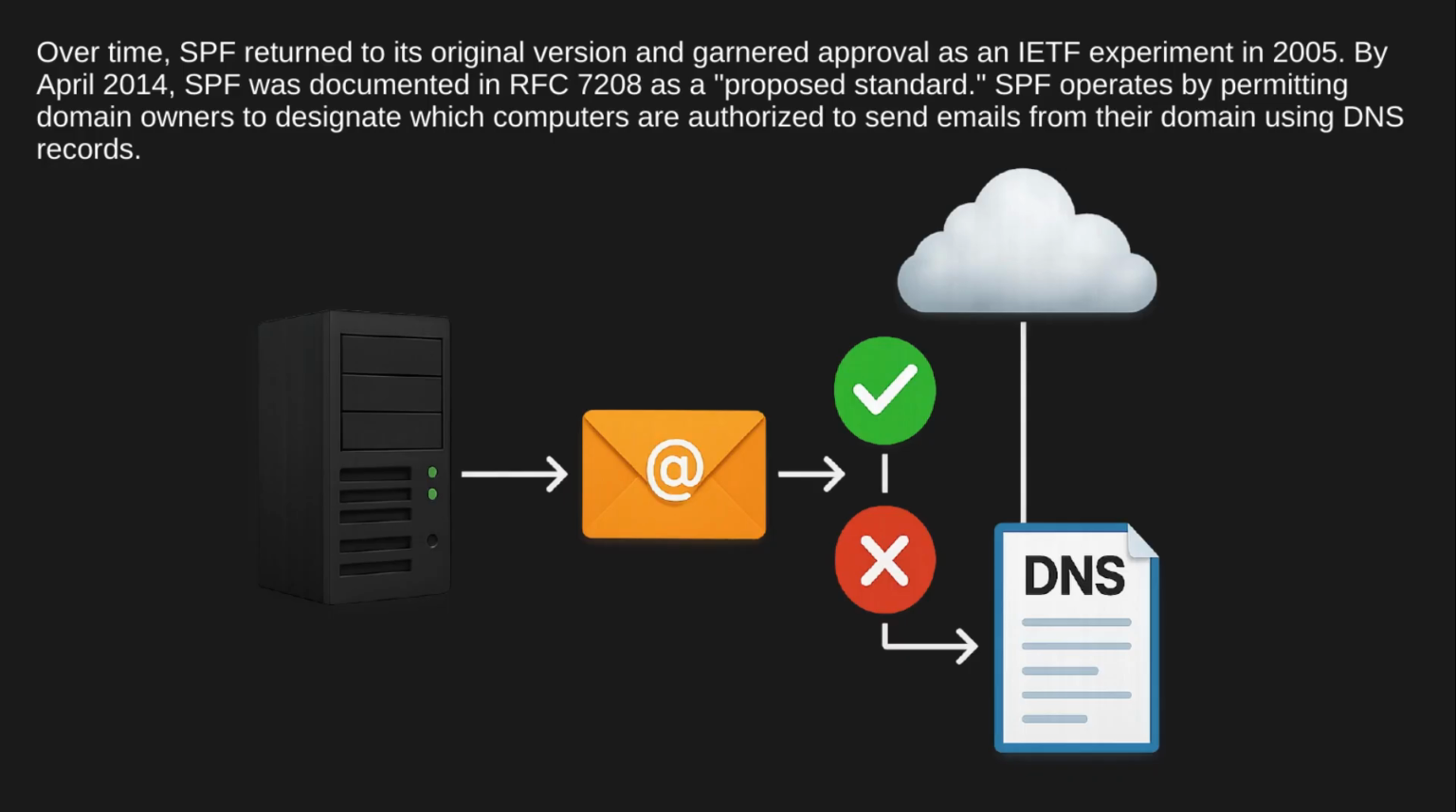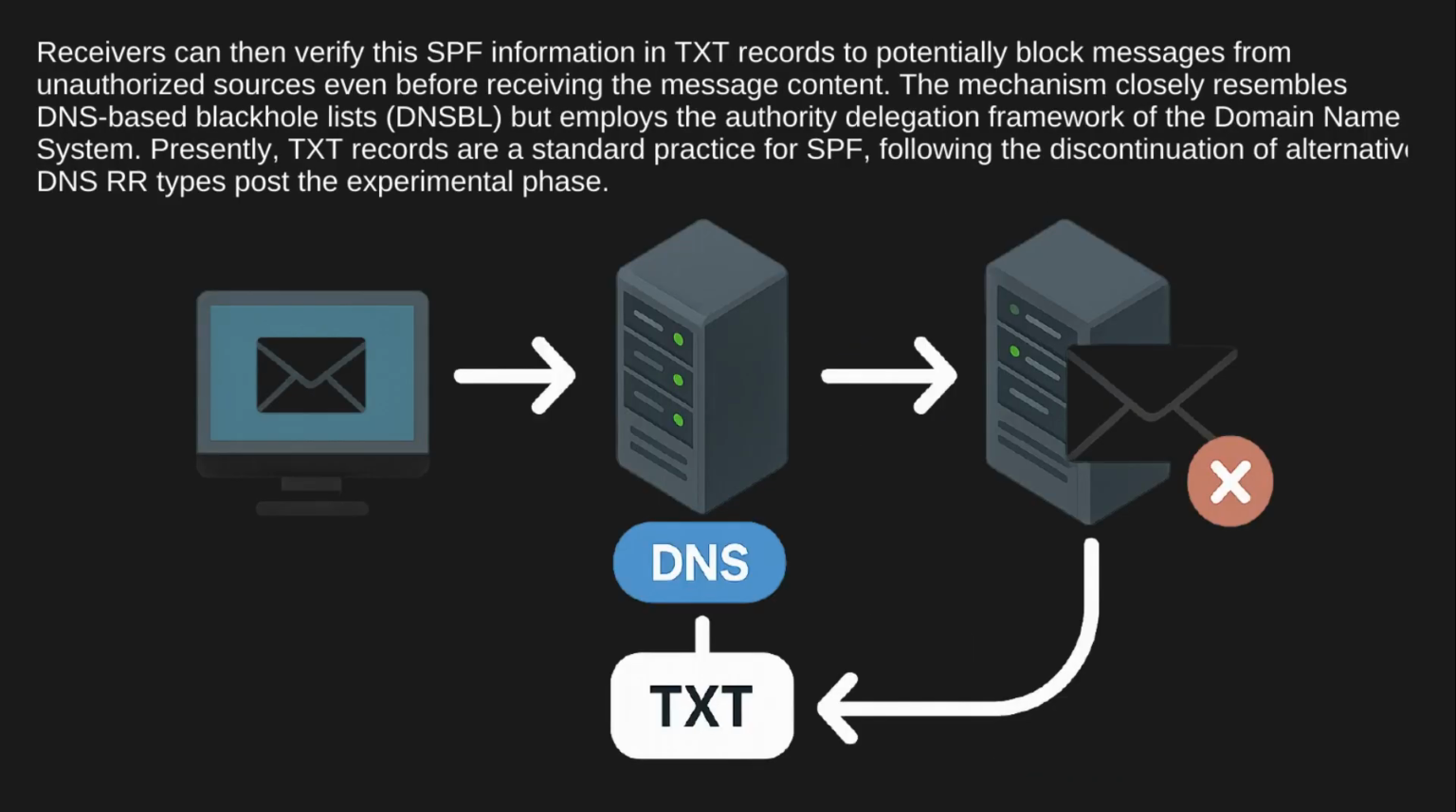SPF operates by permitting domain owners to designate which computers are authorized to send emails from their domain using DNS records. Receivers can then verify this SPF information in TXT records to potentially block messages from unauthorized sources even before receiving the message content. The mechanism closely resembles DNS-based black hole lists, DNSBL, but employs the authority delegation framework of the domain name system. Presently, TXT records are a standard practice for SPF, following the discontinuation of alternative DNS RR types post the experimental phase.